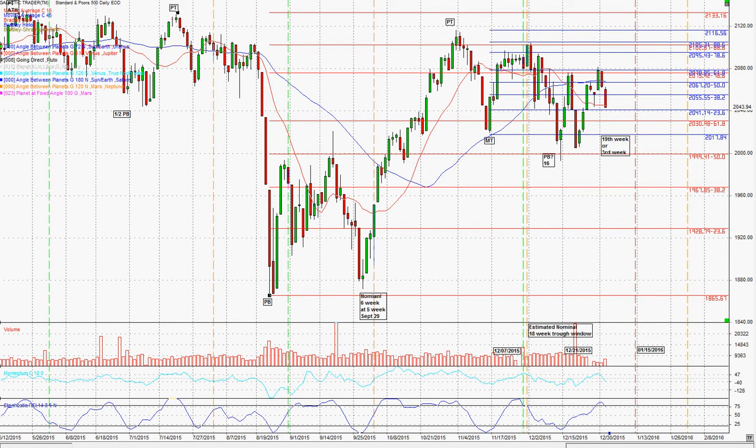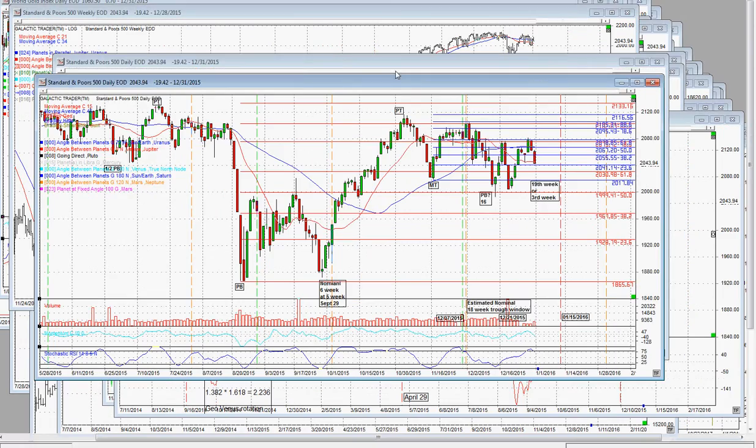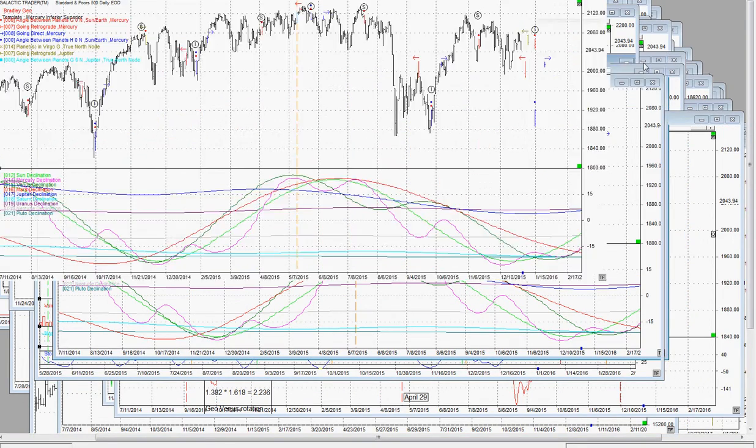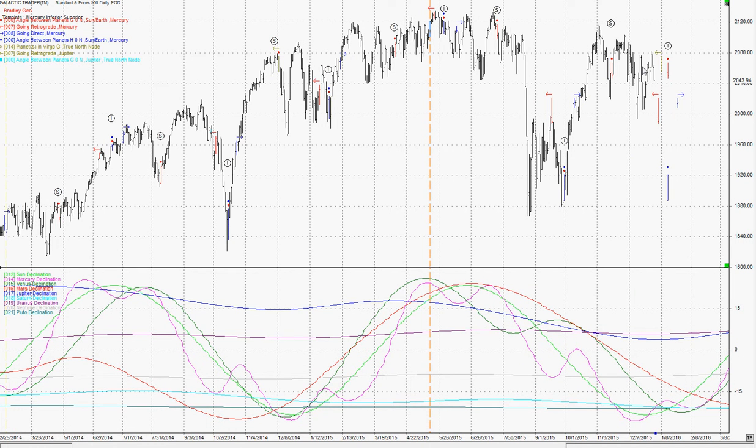We'll look at one other chart here, and that is another chart of the S&P 500. This is a chart of Mercury retrograde. I should mention, for those who aren't that familiar, the two planets inside Earth's orbit, in other words between the Sun and the Earth, are Mercury and Venus.